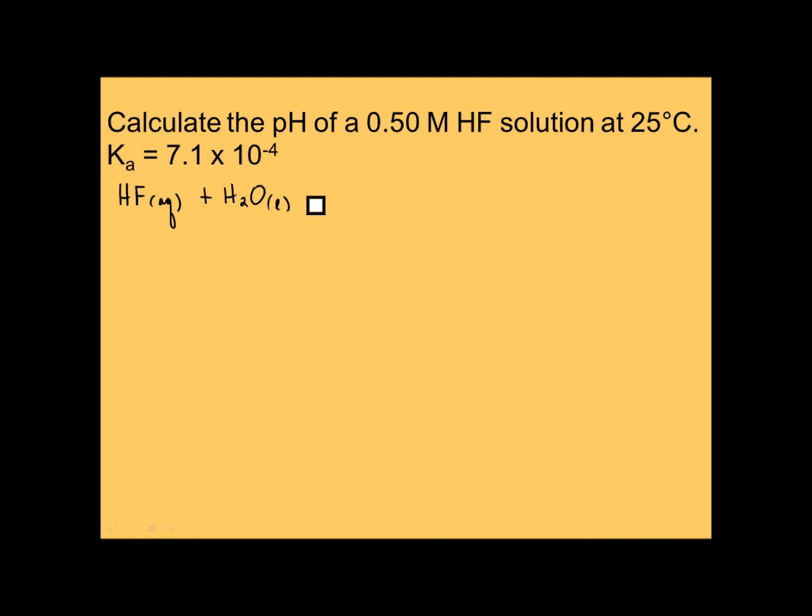Also, they sometimes draw the predominant arrow larger. You'll see this sometimes. It reacts in favor of the reactants, which we already know because it's a weak acid. All right, so here's my reaction. This is going to be an ice table calculation because it is a weak acid.